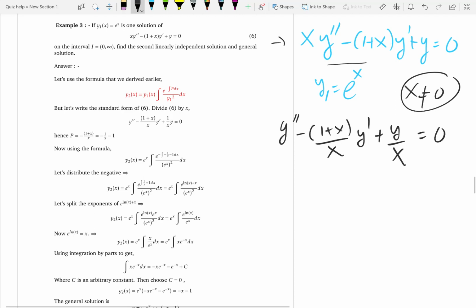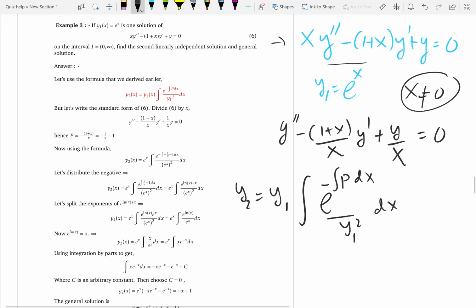Now if you want to use the formula, you just need to substitute whatever you know into this formula. All you need is p and y1 if you carefully look at the formula. So the formula is y2 = y1 times the integral of e to the negative integral of p, over y1 squared.